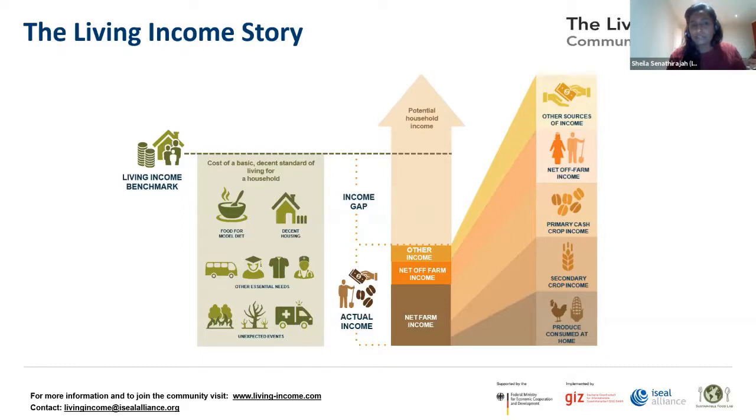On the left-hand side, you'll see what we call a living income benchmark. A living income benchmark is the cost of a basic and decent standard of living for a household. The components of the living income benchmark are food, decent housing, essential needs, and a buffer for unexpected events. This sets it apart from just looking at poverty lines as a measure to tackle poverty. We're going beyond the notion of survival and saying producers should be able to earn a level of income that enables them to be resilient and able to withstand any unexpected events that may come by, like drought or the pandemic that we're facing right now.